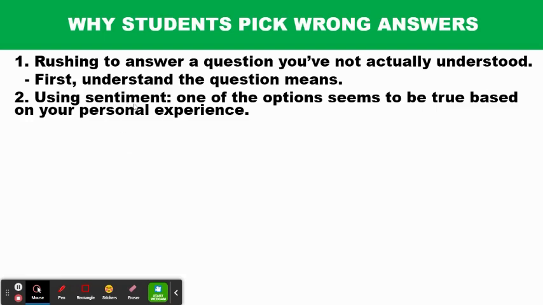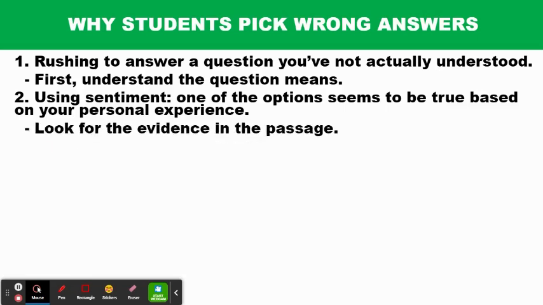So if you use sentiment based on your background knowledge and you answer certain questions, those options you pick may be true according to other situations, but not according to the situation stated in the passage. So that is another reason for picking wrong answers. So what is the remedy? Look for the evidence in the passage. I always tell my students, answers to comprehension questions are usually evidence-based. You must find the evidence in the passage. Even if it is a question that requires background knowledge, that answer must also be in relation to the passage.